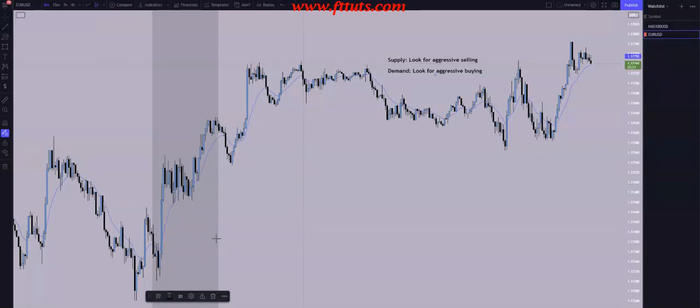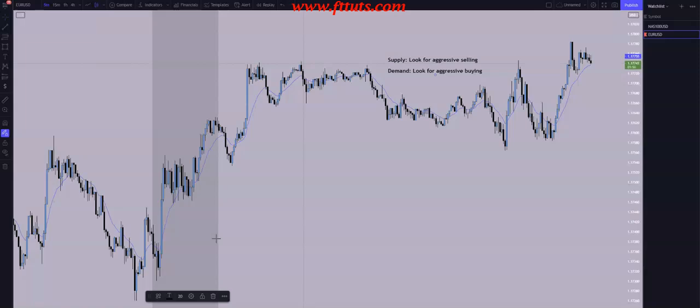Supply is aggressive selling. So we're only looking for aggressive selling, okay? But only look for aggressive selling if it's in a downtrend. You may see aggressive selling in the uptrend and you may lose. So you have to know the trend, okay? Aggressive buying is demand, where we see a bunch of bullish candles coming back consistently, okay?